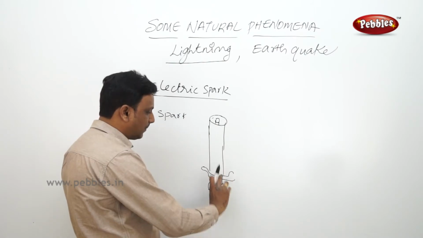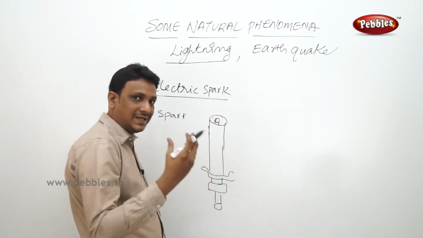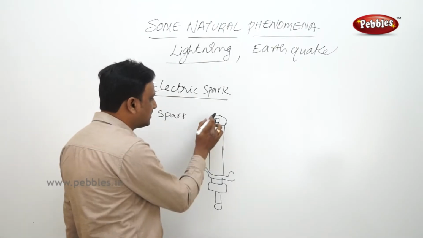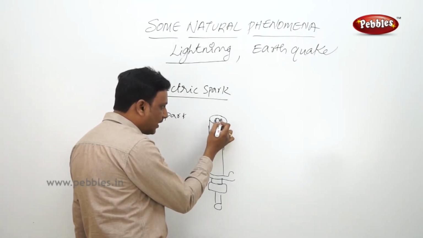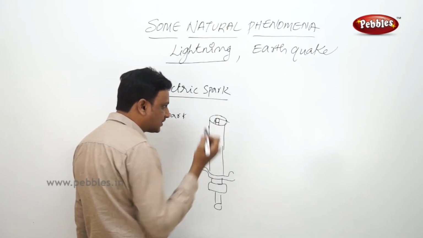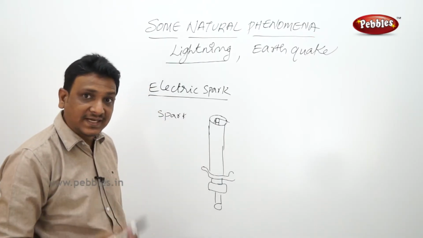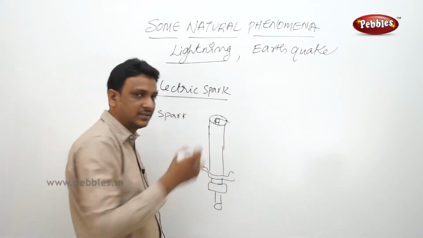This is the electric lighter. You will press it like this. It will give you a tick sound. When the sound comes, one spark travels from this point to this metal edge. One spark will travel. Electric charge is traveling from here to here.